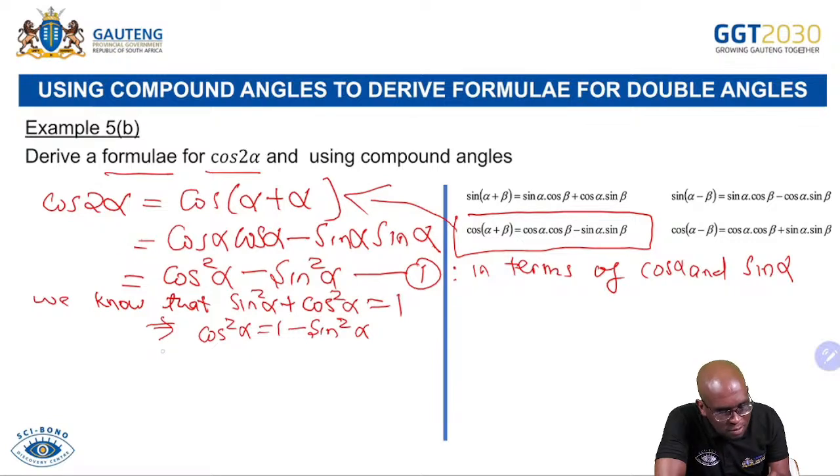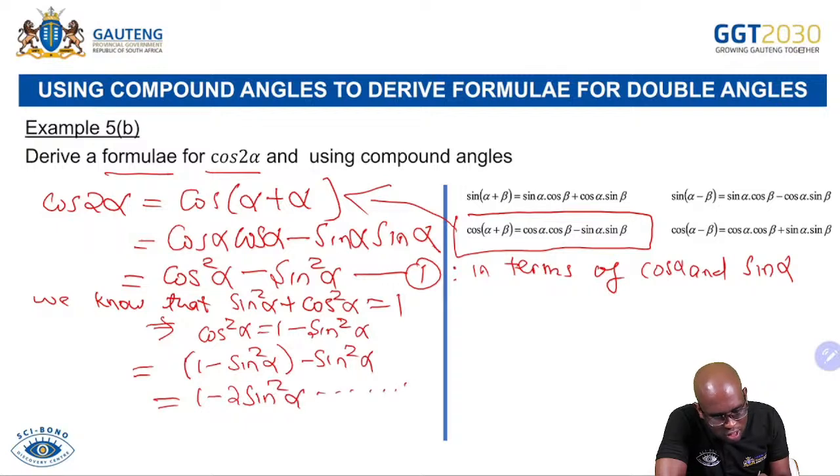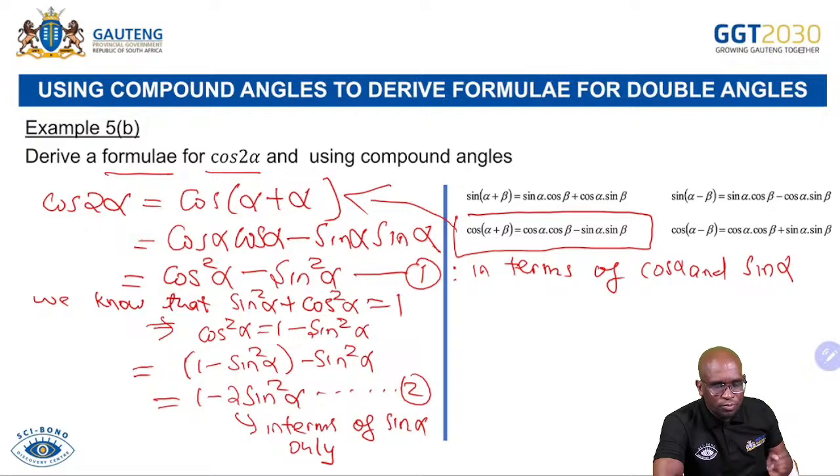We can come and substitute it in the original one. Remember we have cos squared alpha minus sine squared alpha. So where we see cos squared alpha, we put 1 minus sine squared alpha and then minus sine squared alpha. So this becomes 1 minus 2 sine squared alpha. This is equation 2. This one is expressed in terms of sine alpha only.